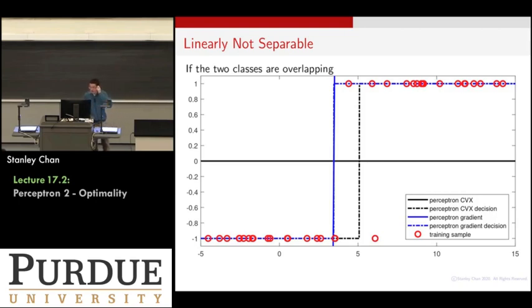Okay, so now what is CVX? Well, CVX will give you something in the middle. And that's just because it's minimizing the loss function. Although the loss is not 0, you can still report a solution. Okay, so that would be the dotted line.